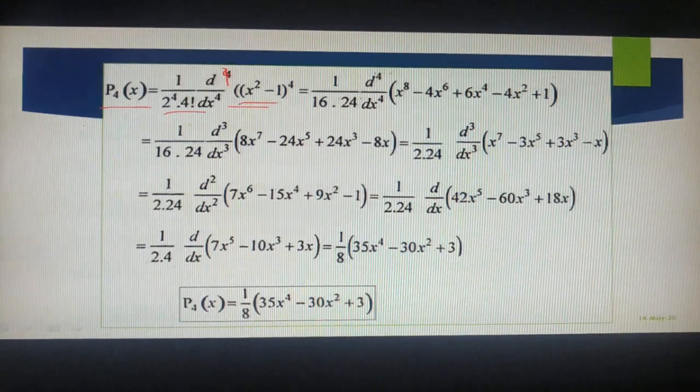So here the thing is that it is something like (x minus y) to the power of 4. You can take (x plus y) to the power of n. Do you remember that binomial expansion? So that's why we have the coefficients here 1, 4, 6, 4, 1.